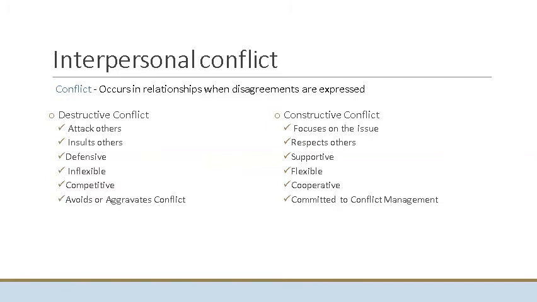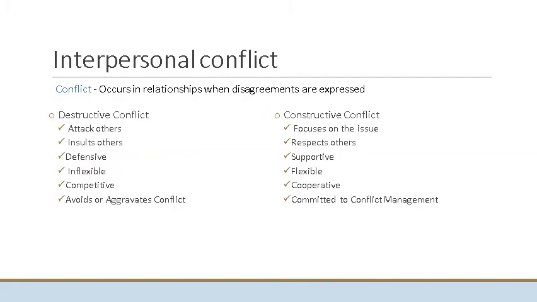Because when you think about competitive conflict, somebody has to win and somebody has to lose. And when you are a competitive person in conflict, then you want to make sure the other person loses. And that's a very destructive way of doing conflict. And it also avoids and aggravates conflict.